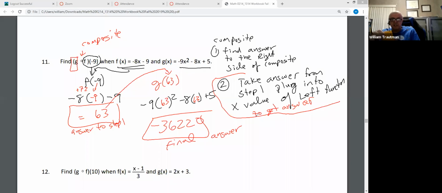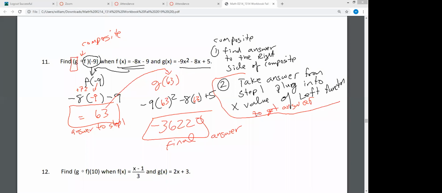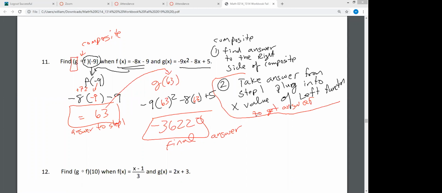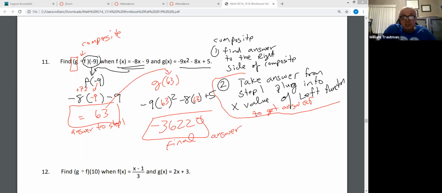I'm gonna try it again. All right. Did anybody else try it? Everybody else is sleeping. I got the same as you. Okay, good. So that is the answer. So composite, you take the right function with the number, find the answer. Once you have that number, you're plugging that into the x of the left function. And then once you find that answer, that is your answer.